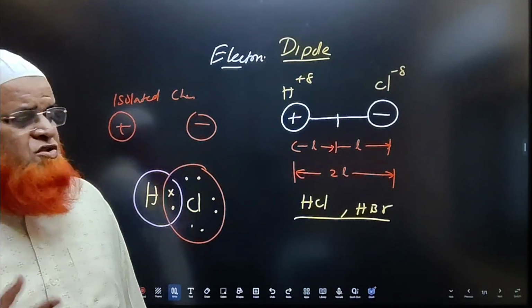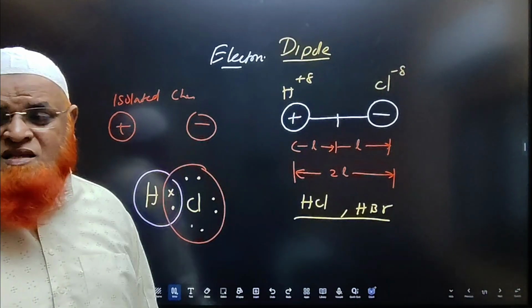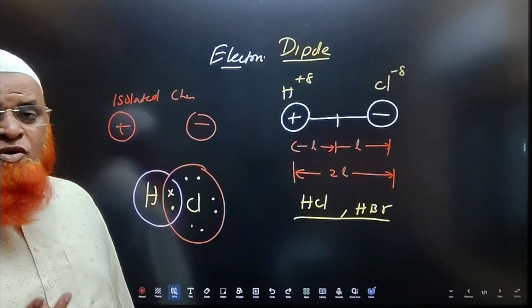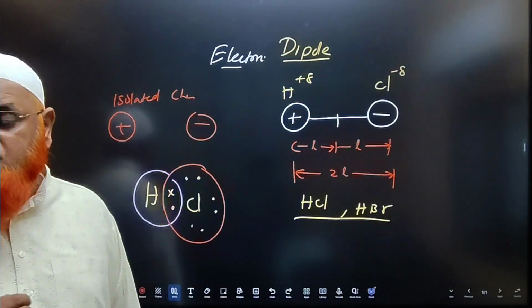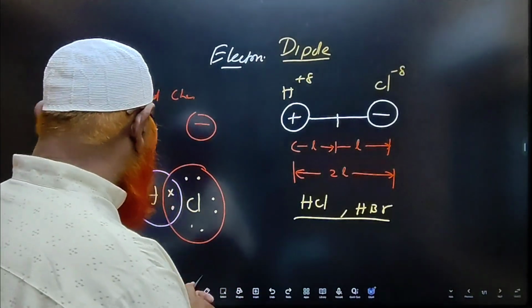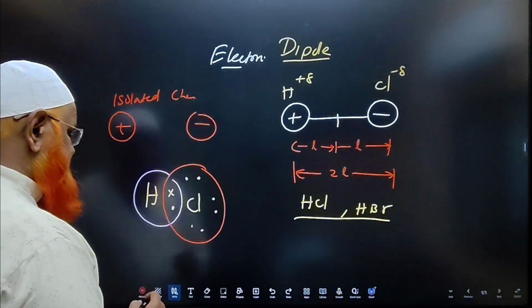So an electric dipole is also a strong bond. The best examples are these. You can't separate them because there is a strong bond. It is called an electric dipole.